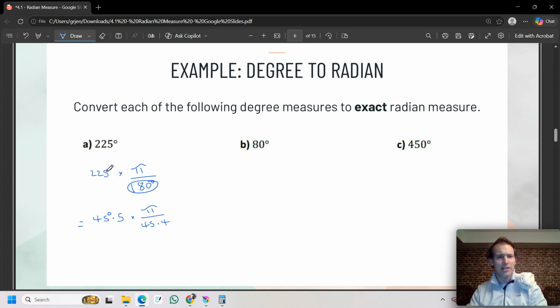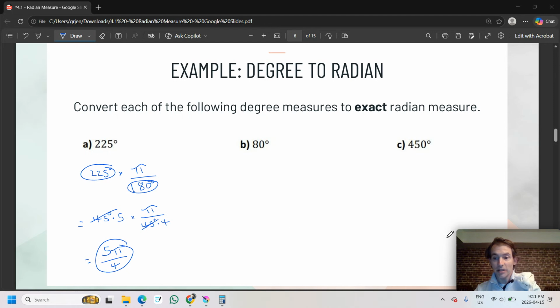I'm just going to factorize that number and factorize that number. I certainly don't want to divide and reduce my fractions. It's the 45s that cancel. 45 degrees. So this cancels and that cancels. And then I'm left with 5 pi on 4. So that one is 5 pi on 4.